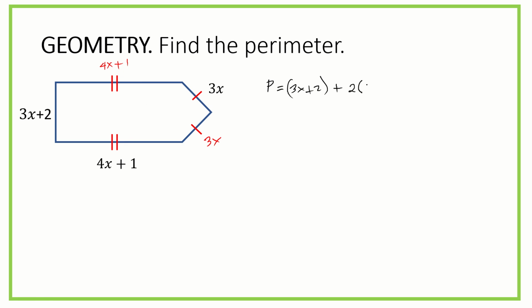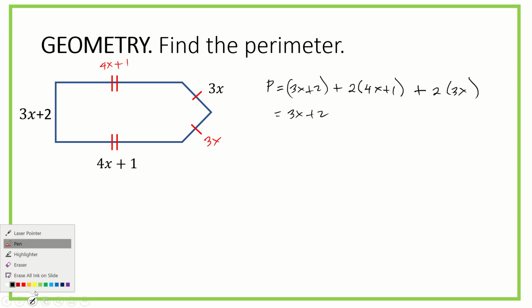So 2 times the quantity of 4x plus 1. Then plus again, there are two 3x. So 2 times 3x. So we simplify this, remove the parenthesis, 3x plus 2. Here, this means that you need to distribute the 2. So 2 times 4x and 2 times 1.